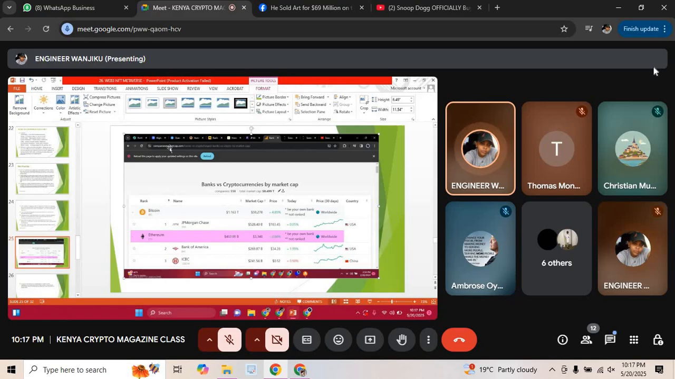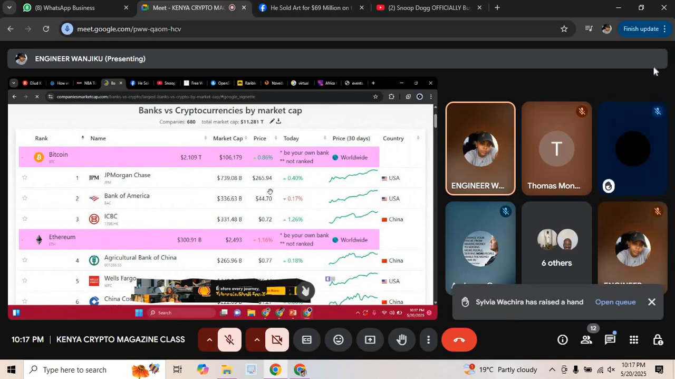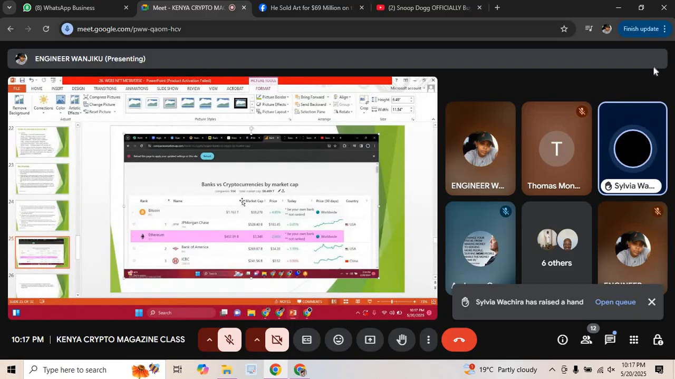It was 402. Why do you think the market cap of Ethereum has gone down? During the making of this, it was in 2024. Ethereum market cap was 402 billion, but currently it's 300 billion. Someone, why do you think Ethereum slid? Maybe the people for Ethereum are selling the Ethereum and getting into Bitcoin, maybe. Yeah, that's a good reason.